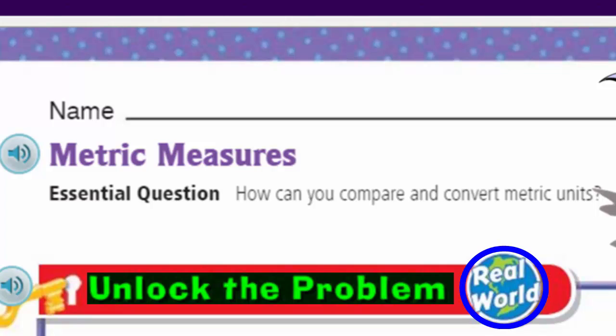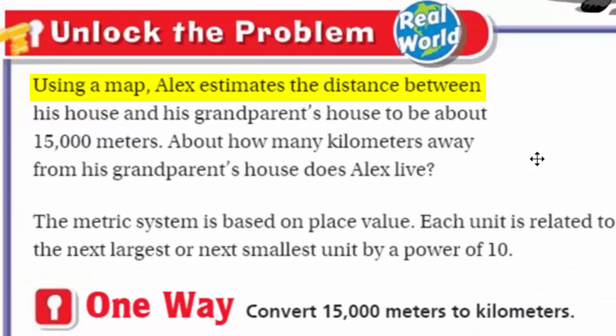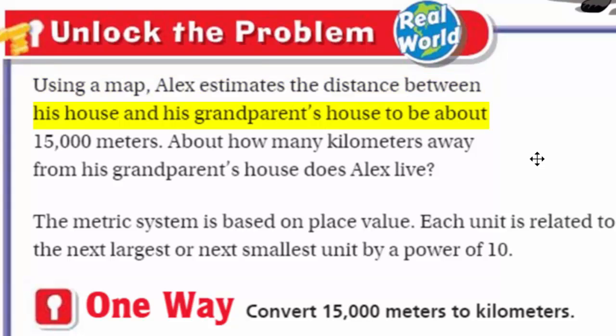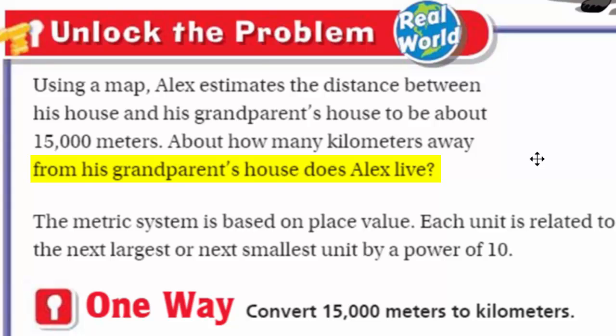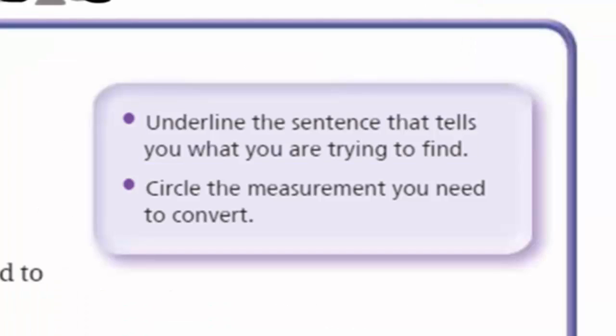Now, it says here, using a map, Alex estimates the distance between his house and his grandparents' house to be about 15,000 meters. About how many kilometers away from his grandparents' house does Alex live? It's a great question. And it says underline the sentence that tells you what you are trying to find.